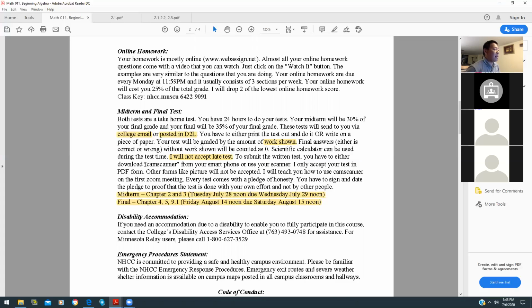So how do you scan and submit your test when you finish? You can download CamScanner. Some of you have another app on your phone. Make sure you know how to use your scanner, because I want everything in a PDF file. I do not want you to submit other picture formats because it's very difficult for me. Like this syllabus is in a PDF file, and this is how I grade your test here.